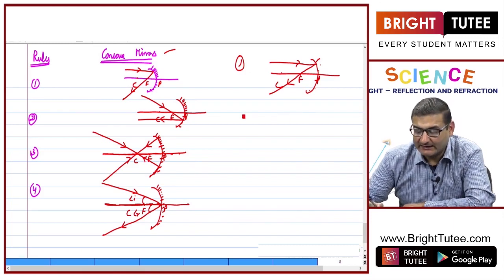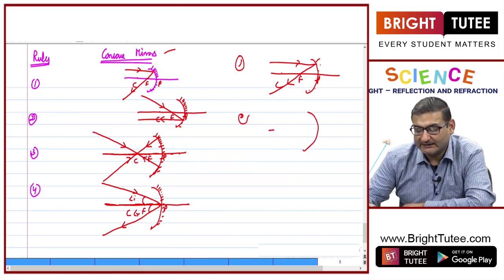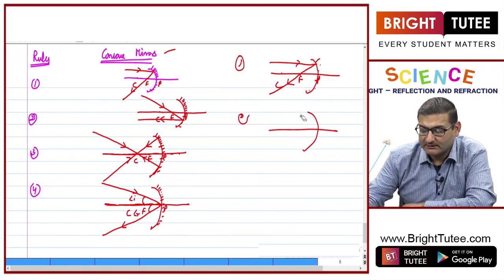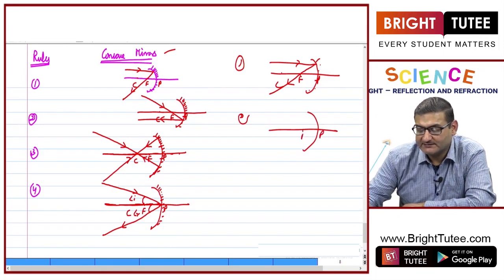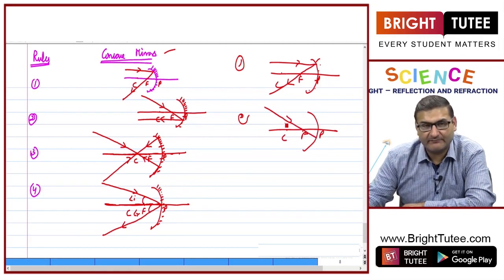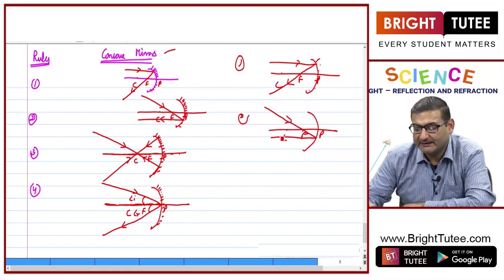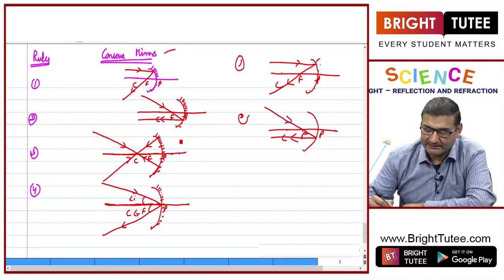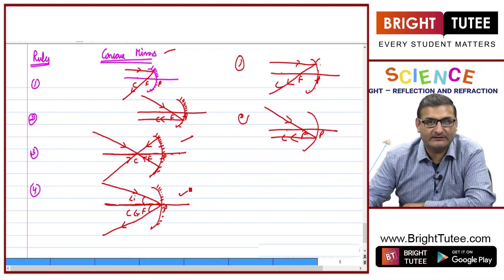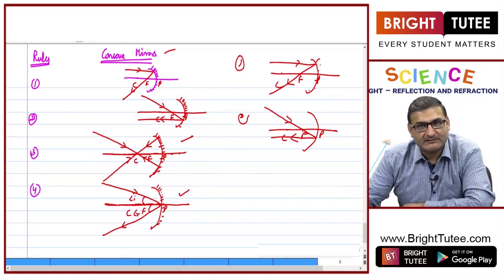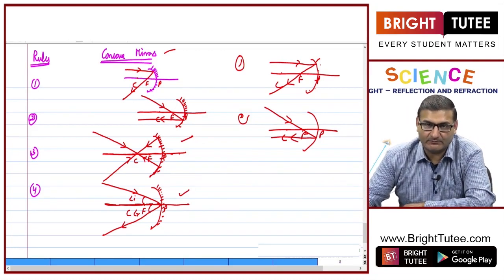Fine. Second, if we are given a ray like this, this is P, this is F, this is C, and it is given to be passing from F. In that case, we are just going to make it parallel. Similarly, in the third case or the fourth case, it is one and the same thing.